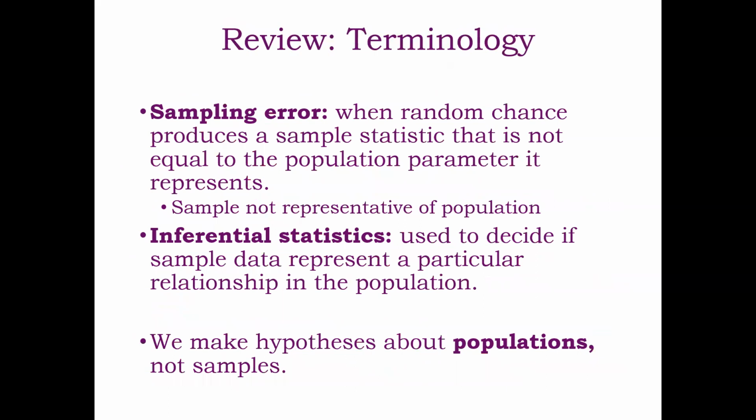Sampling error occurs when random chance produces a sample statistic that is not equal to the population parameter it represents. This means the sample is not representative of the population. We use inferential statistics to decide if sample data represent a particular relationship in the population, the likelihood of obtaining that sample given a certain population. So we make hypotheses about populations and not samples. When I ask you to write out the statistical hypotheses, just remember you're going to be using Greek letters because we're talking about the population.